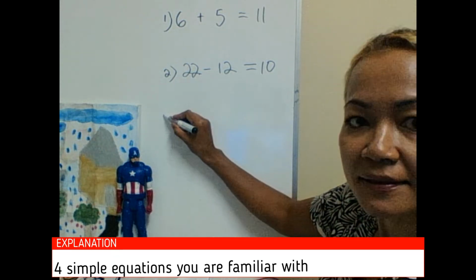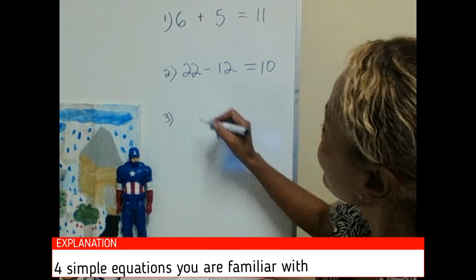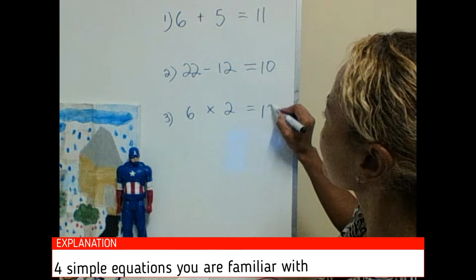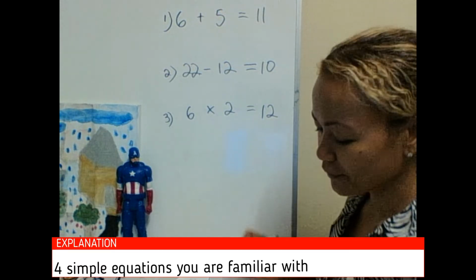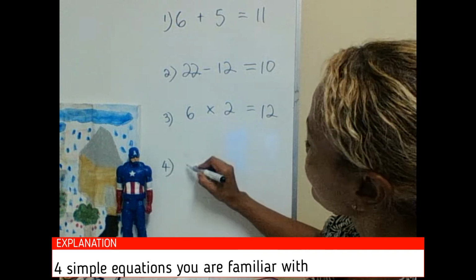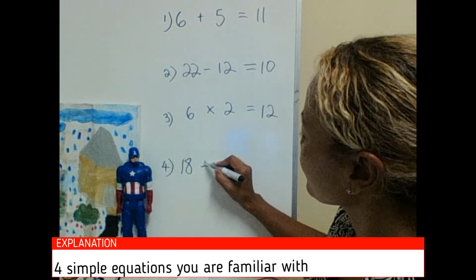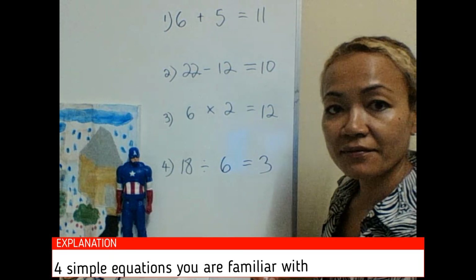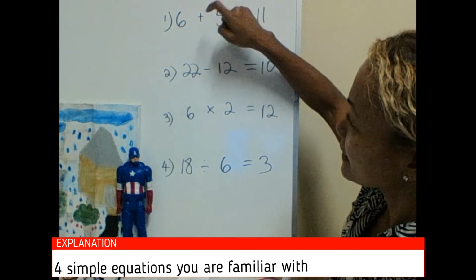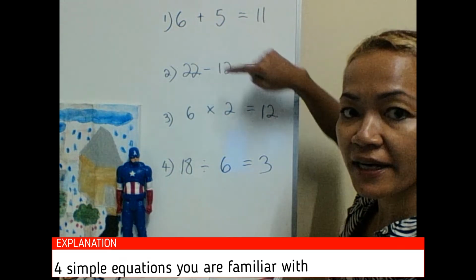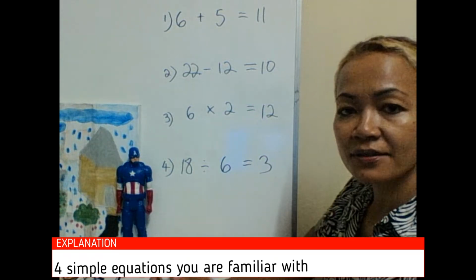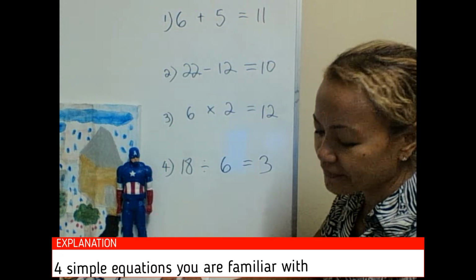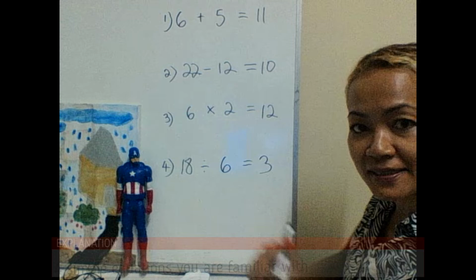The third one, 6 times 2 is equal to 12. And the fourth one, 18 divided by 6 is equal to 3. So I've decided to use addition, subtraction, multiplication, and division. Very simple examples. All are mathematical equations, and all have an equal sign, right?